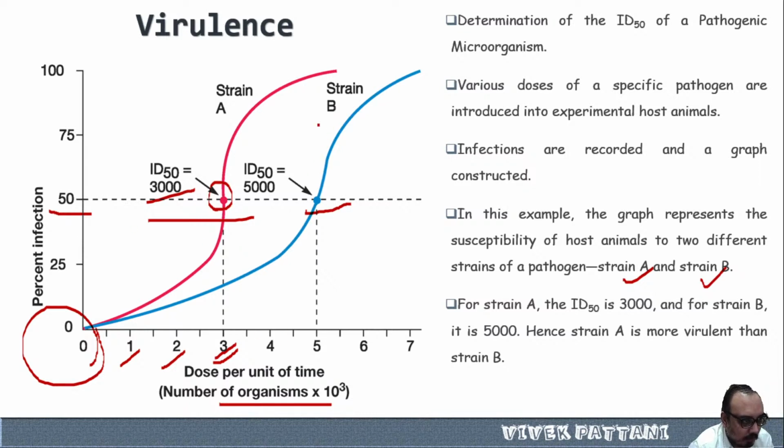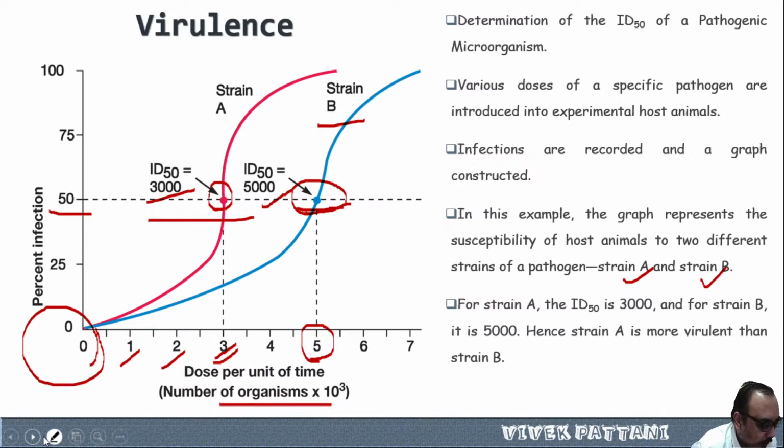Now in the same scenario for strain B, it needs about 5, meaning 5,000. When they are infected with 5,000, it indicates 50% will be infected. Therefore the ID50 will be 5,000 for strain B. So simply we can conclude that strain A is more virulent as compared to strain B, because strain A needs a very less amount of organisms to infect a particular individual.